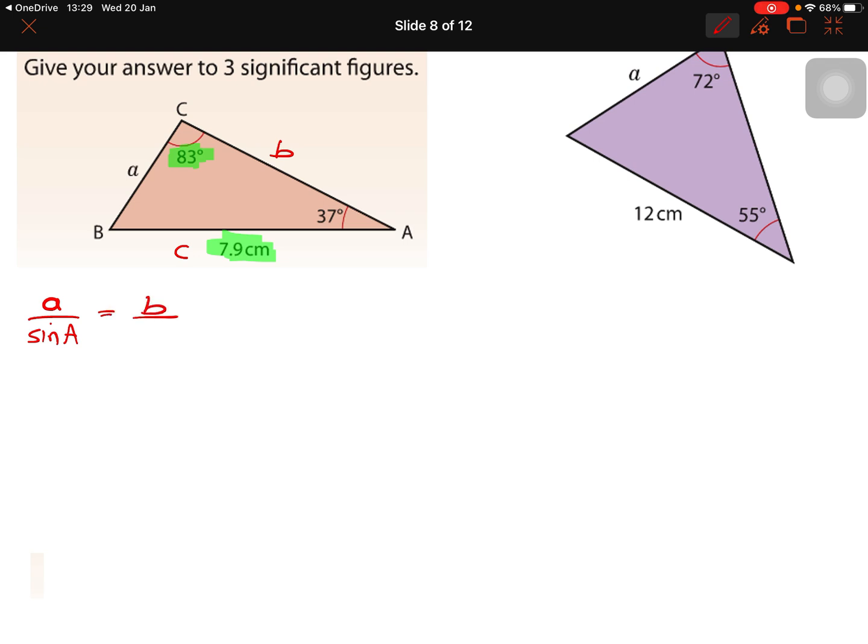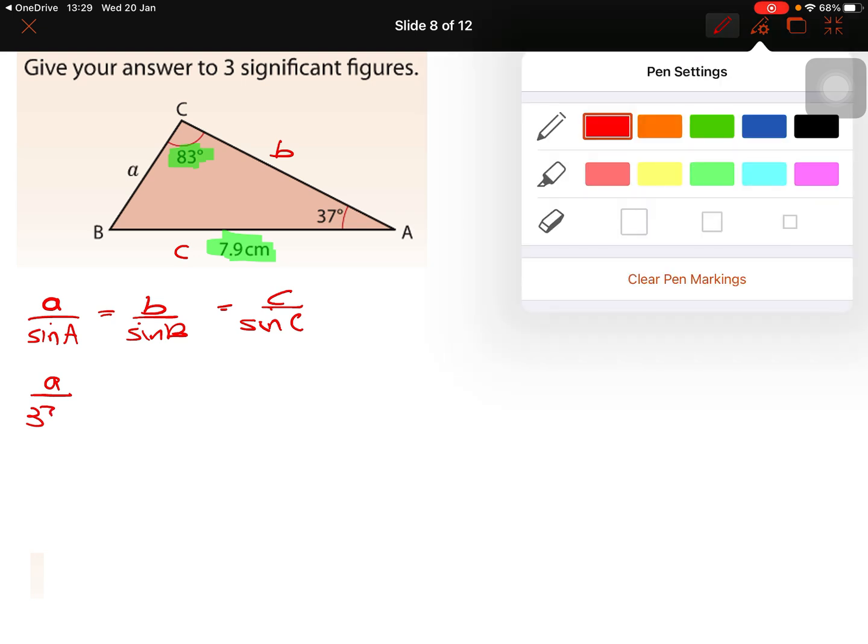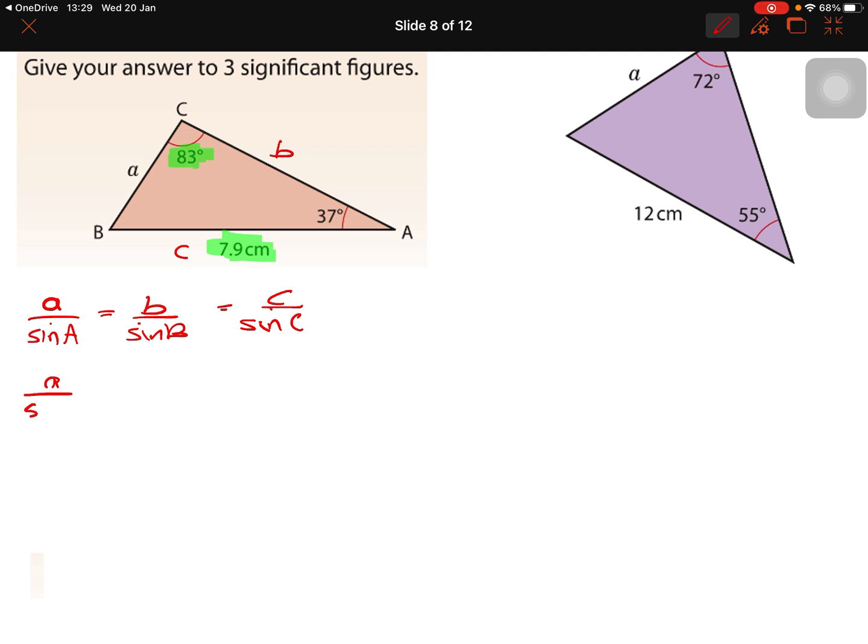Equals b over sine b equals c over sine c. Okay, exactly what you found from your worksheet before. I'm going to fill in everything I know. So it's a over sine 37. Okay, so we'll go a over sine 37 equals b over sine b equals 7.9 over sine 83.